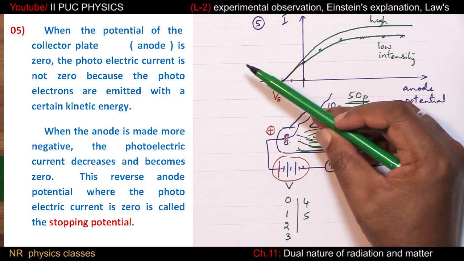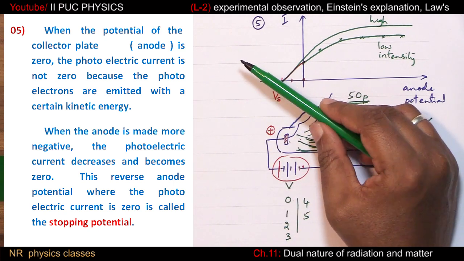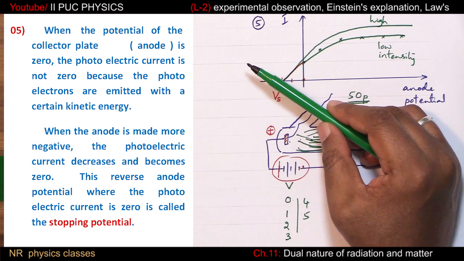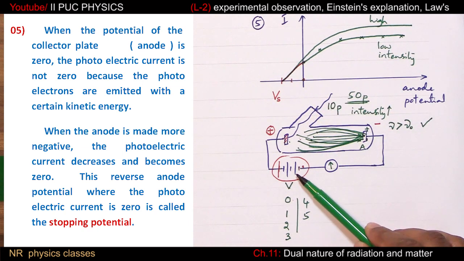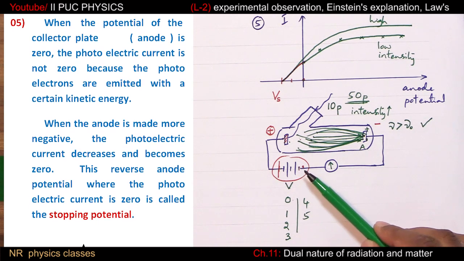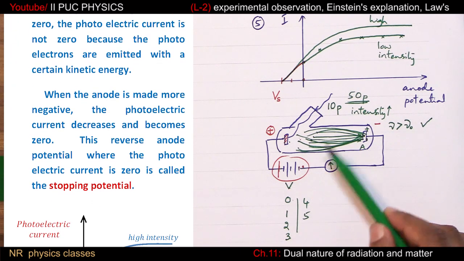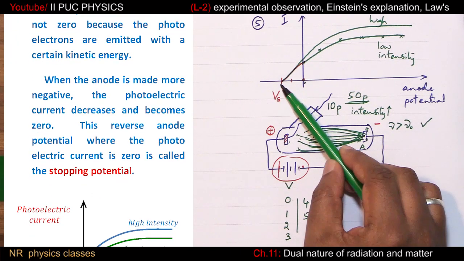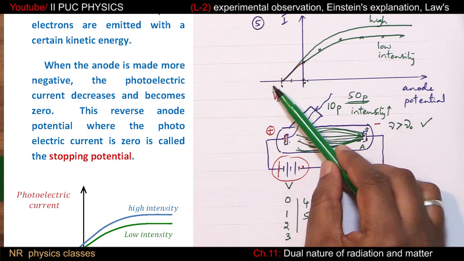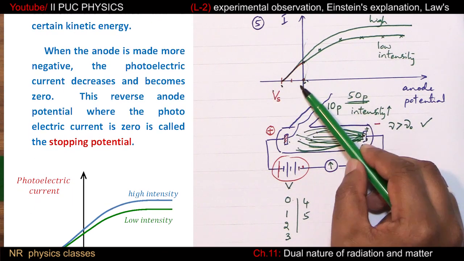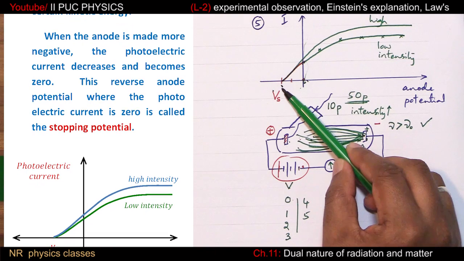Now go through once. When the potential of the collector plate, that is the anode, is 0, the photoelectric current is not 0 because the photoelectrons are emitted with certain kinetic energy. When the anode is made more negative, the photoelectric current decreases and becomes 0. This reverse anode potential where the photoelectric current becomes 0 is called the stopping potential.